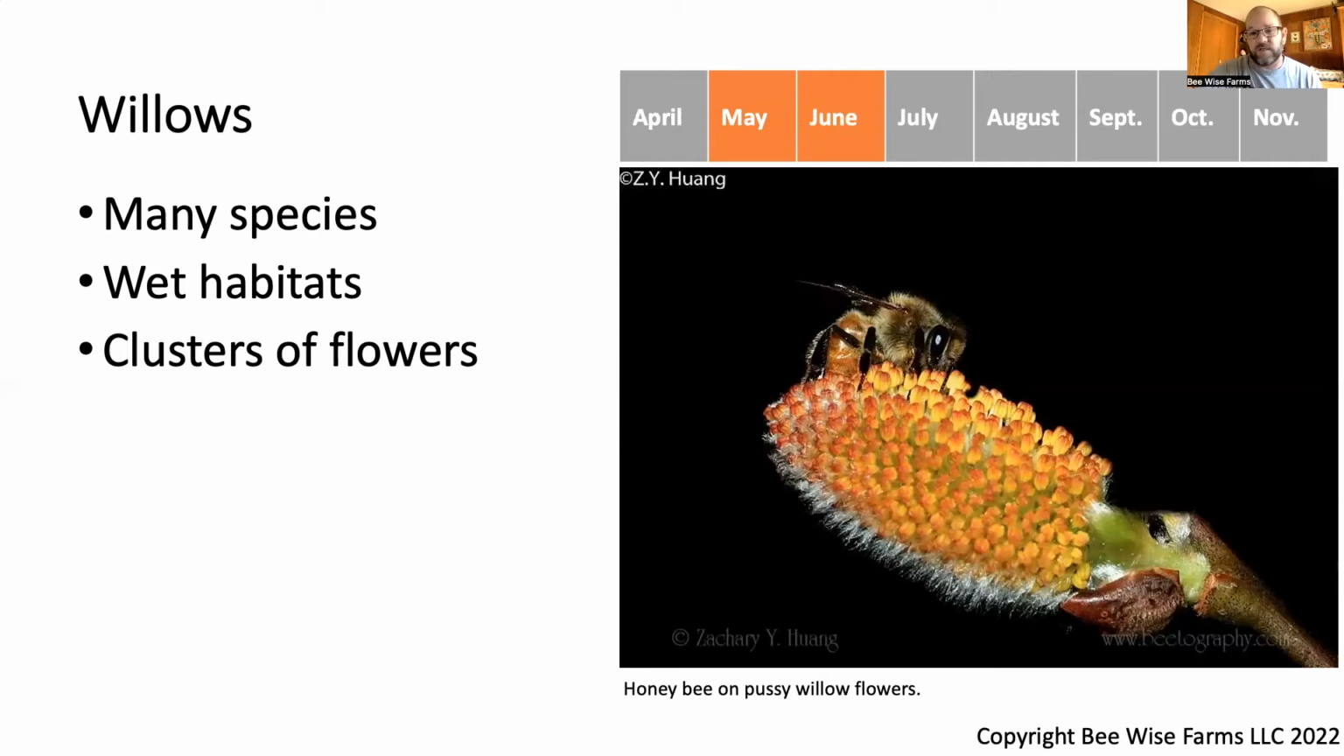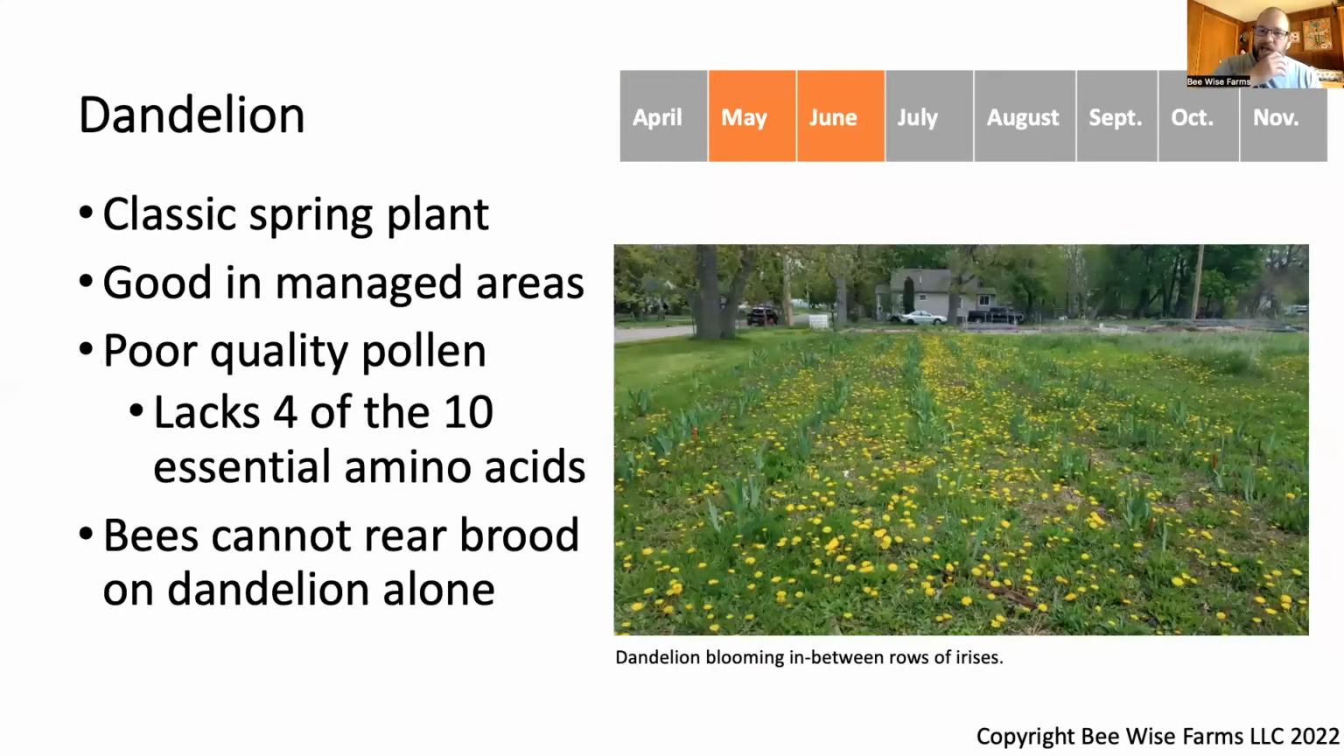Lots of different species are appropriate for honeybees. As we keep them in May and June, dandelions start to come on. Dandelions are a classic spring plant. It's like that first flowering plant that you see in the grass coming up, and it is really a good plant for managed areas.